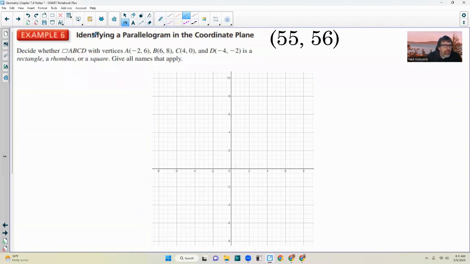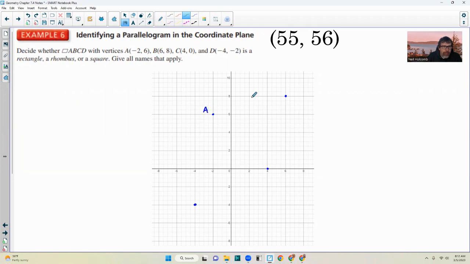Okay, example 6, identifying a parallelogram in the coordinate plane. Decide whether parallelogram ABCD with these vertices is a rectangle, a rhombus, or a square. Give all names that apply. So A is -2, 6. So first thing I'm going to do is plot these points. B is over 6 up 8. C is over 4, 0. And D is -4, -2. So there are my 4 points.